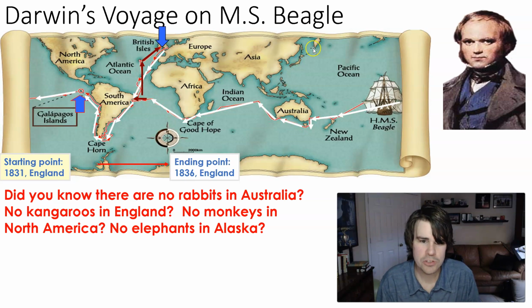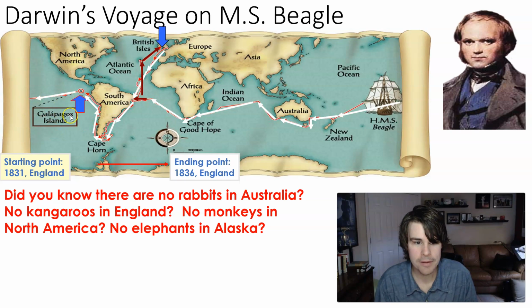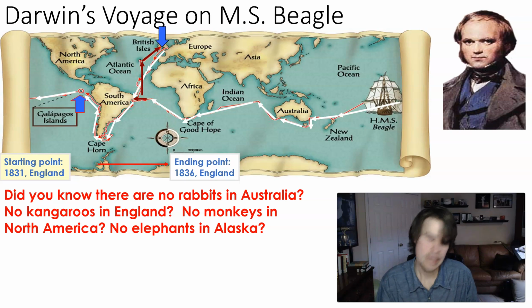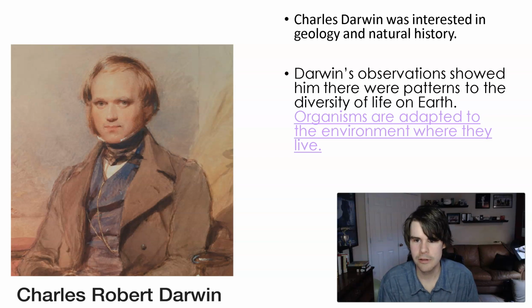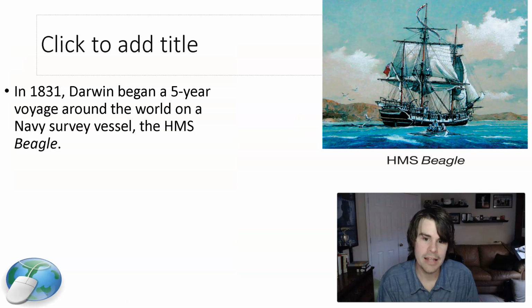And so he's traveling around the Earth 5 years. But his most famous stop is the Galapagos Islands. This is really where his theory starts to take shape. And so there's Charles Robert Darwin, and he was interested in geology and natural history. And so he realized that organisms are adapted to the environment that they live.